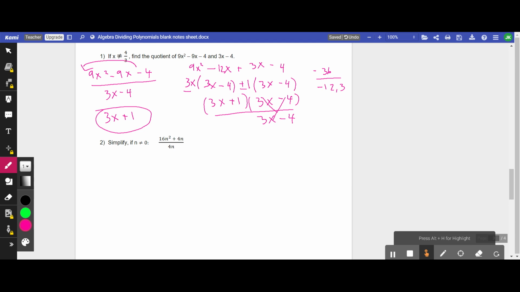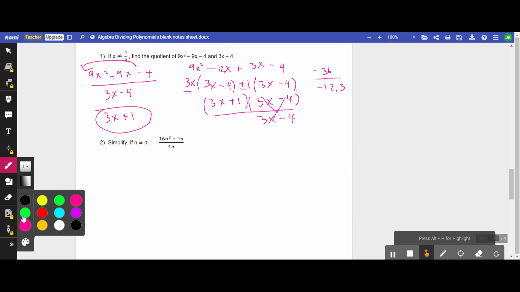So for the next one here, this wants you to simplify if n is not equal to 0, so 16n squared plus 4n, all divided by 4n. This one is different from the others you've done on this sheet here because you just have one term on the bottom there. So this is like what you saw yesterday. You don't need to factor your numerator here because this is different from the ones you're doing today because you just have one term on the bottom. The ones you're doing today have two terms on the bottom there.